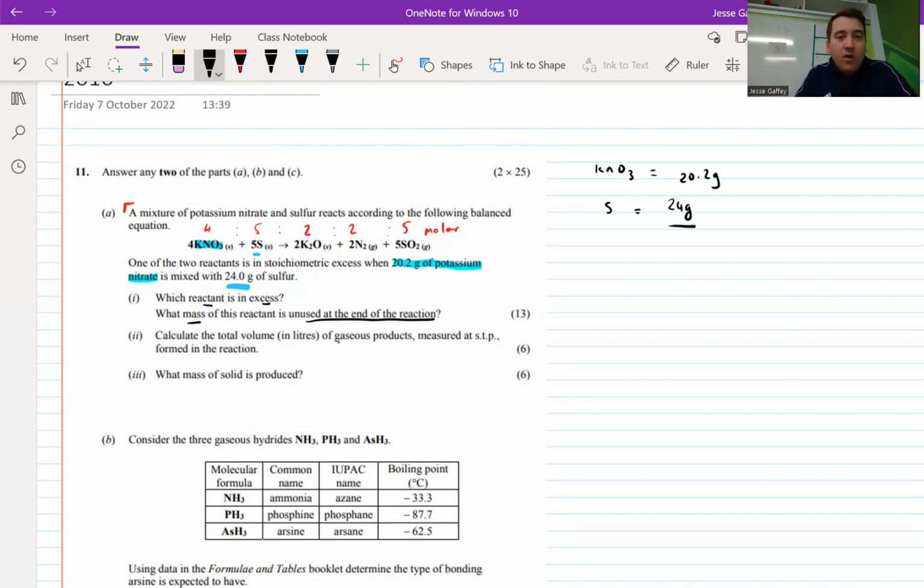Okay, so this is part 1. And the correct answer here was sulfur.